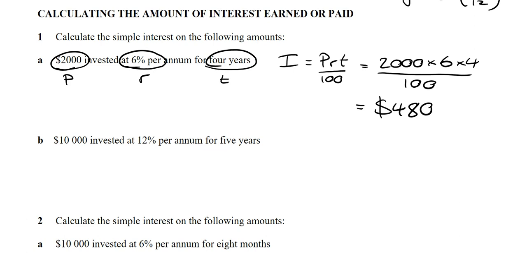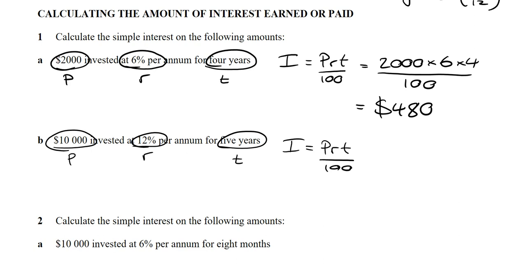Okay, so I assume you've had a go at B now. So we just highlight a few terms in here. So $10,000 is the principal. The rate is 12% per annum. 5 years is the time. So I'm going to do I is equal to PRT over 100. I keep writing the formula out just so I remember it. It's 10,000 times 12 times 5 over 100.